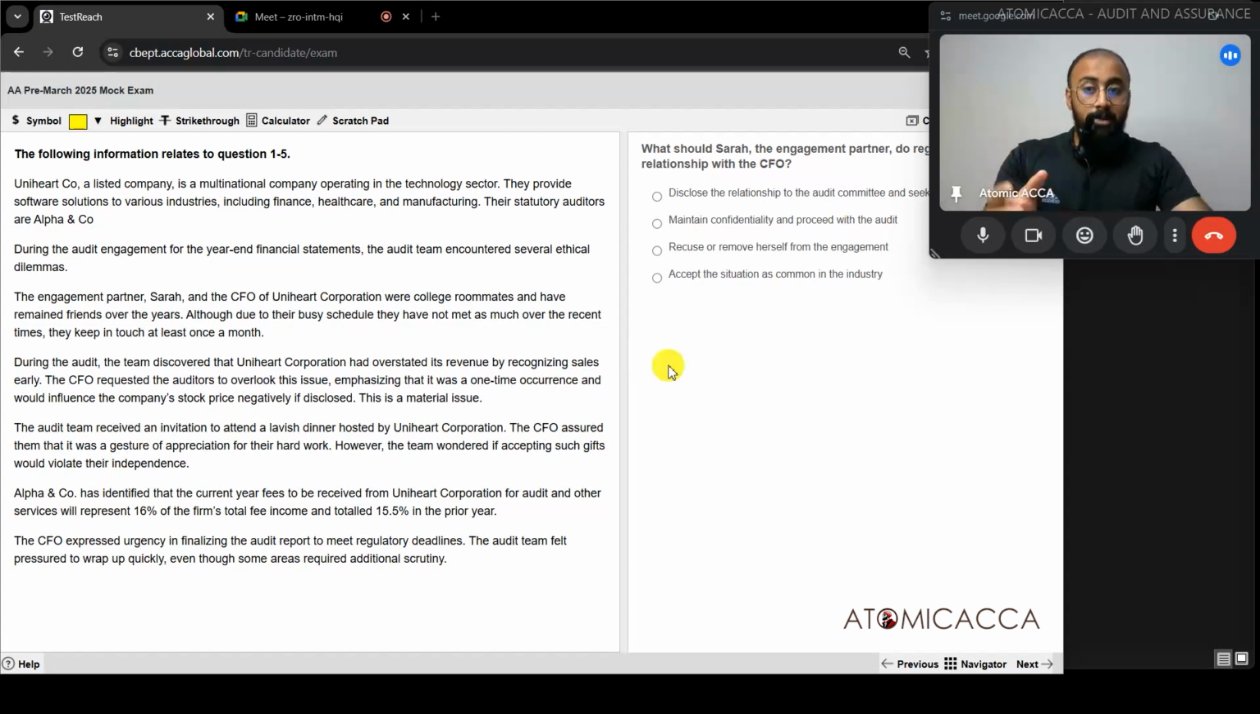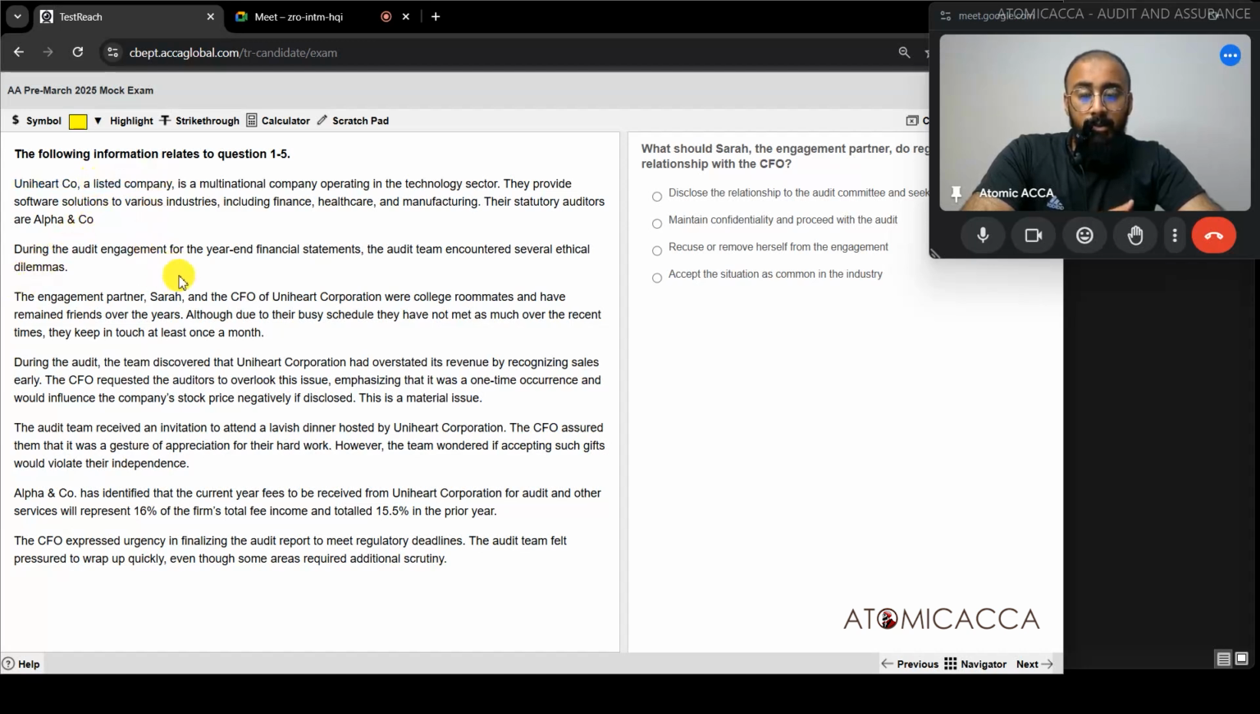So first let's have a quick read through the case study and figure out what information is given, and then do each question one by one after that. Unihart Company, a listed company, is a multinational company operating in the technology sector. They provide software solutions to various industries, including finance, healthcare, manufacturing. Their statutory auditors are Alpha and Company. So we are from Alpha and Company, and our client is Unihart Company, a listed company.